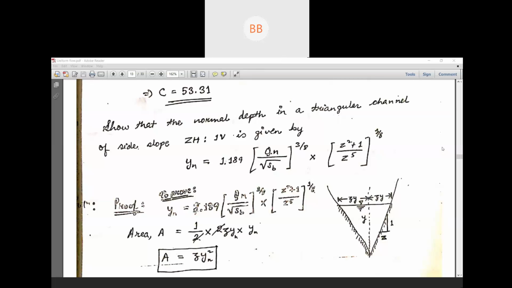So we move on to the next numerical in the same chapter, uniform flow. So this is our next numerical. I suggest you just write down the question.